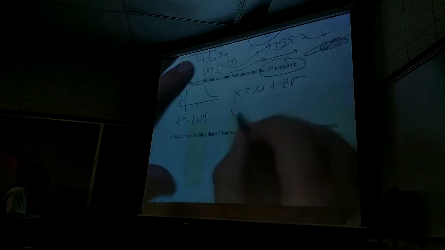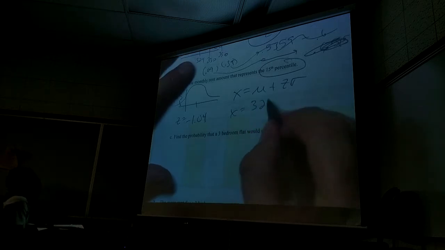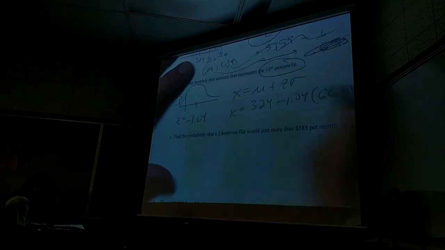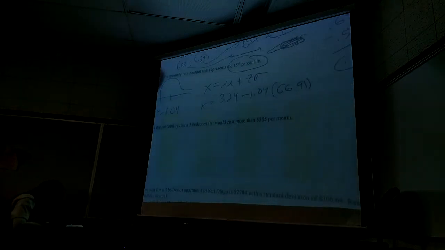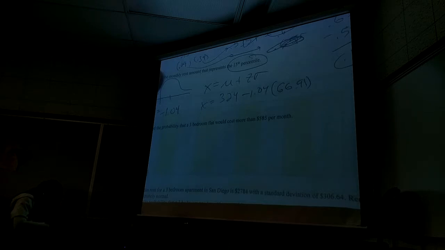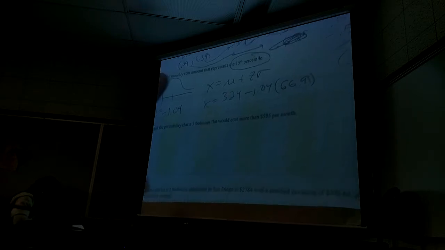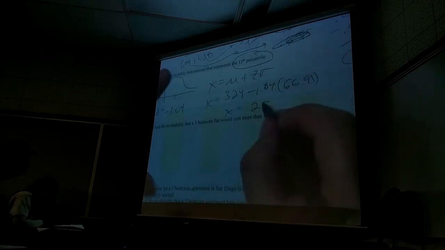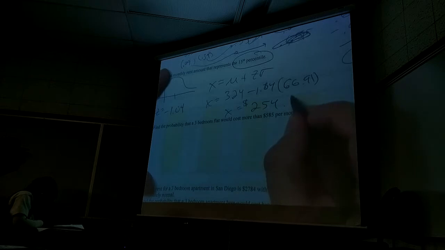So now I can change this into a rent amount using this guy here. The mean minus 1.04 times the standard deviation. Yeah, at the end it's going to be dollars. So what do you get when you do this? What is it? 41? Is that what you guys got? Yes. Okay. Yeah, one person.